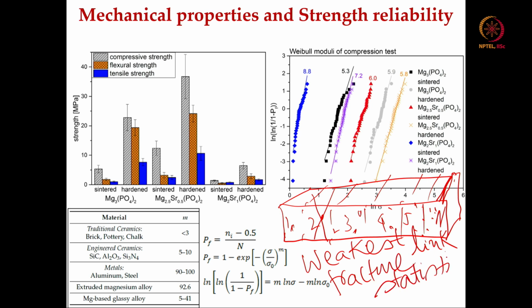These simple mathematical equations mentioned here are the fundamental equations of the weakest link fracture statistics, where the probability of failure of any sample is assigned as (i minus 0.5) by N. For example, for the first sample, 1 minus 0.5 over the number of samples, which is 16, so 0.5 by 16 is the probability of failure.